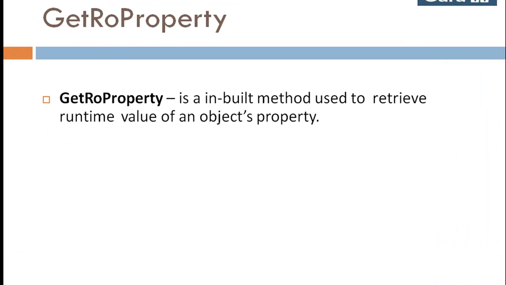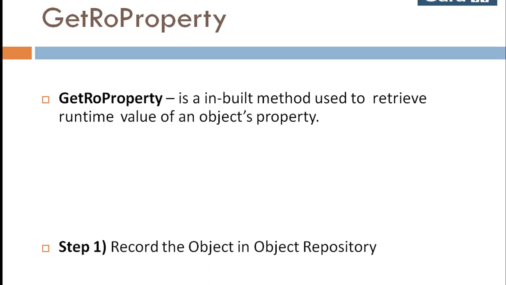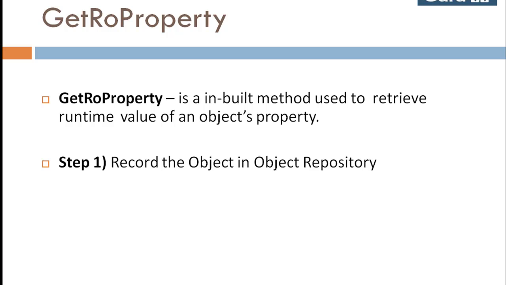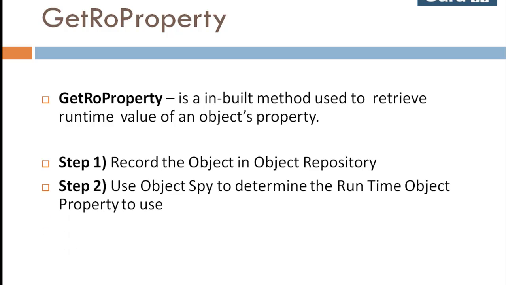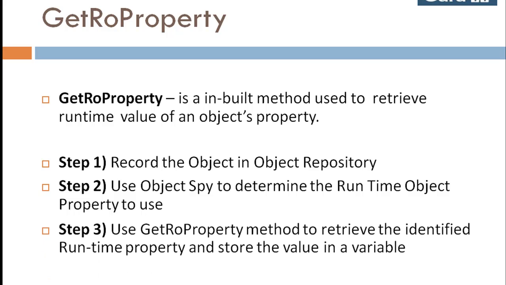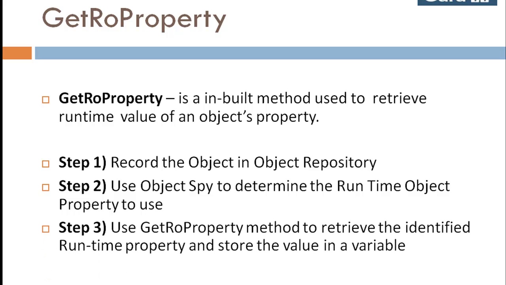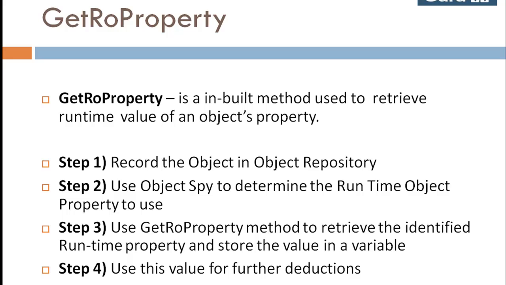GetROProperty is an inbuilt method used to retrieve the runtime value of an object's property. There are 4 steps involved in using GetROProperty. Step number 1. Record the object in the object repository. Step number 2. Use object spy to determine the runtime object property to use. Step number 3. Use the GetROProperty method to retrieve the identified runtime property and store the value in a variable. Step number 4. Use this value for further deductions. Let's look at these 4 steps one by one.